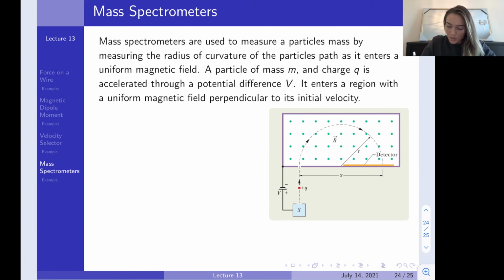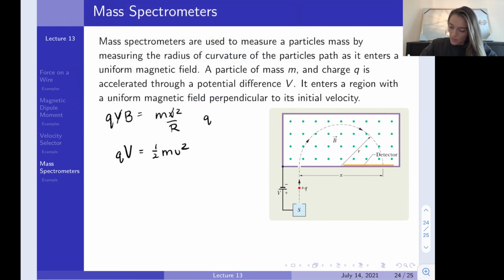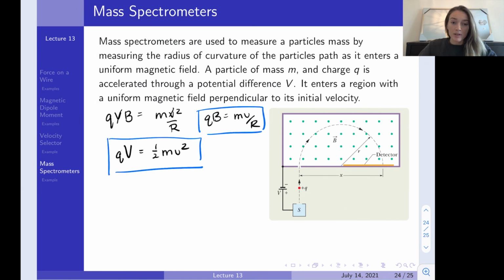So we have two equations. We have QvB equals mv squared over r from yesterday, which we did during cyclotron motion. And then you have the conservation of energy equation that we just had as well. So QV is equal to 1/2 m little v squared. And so these are our two equations that we're going to use. And here the v's cancel, so we're left with QB is equal to mv over r. So these two equations here are what are used for a mass spectrometer.